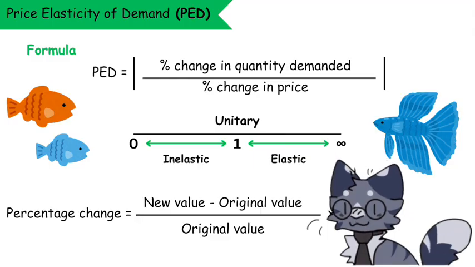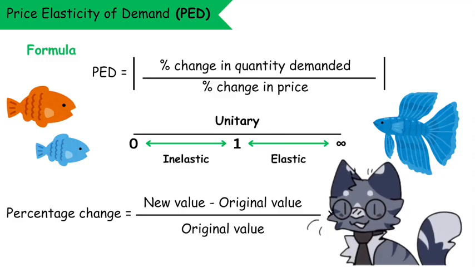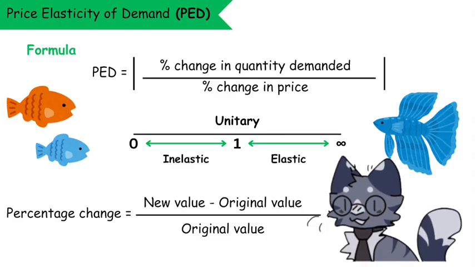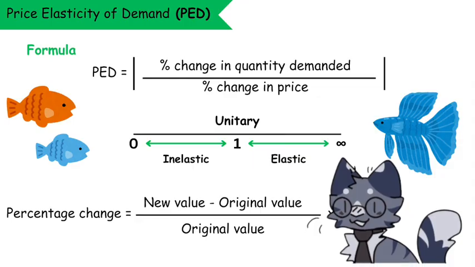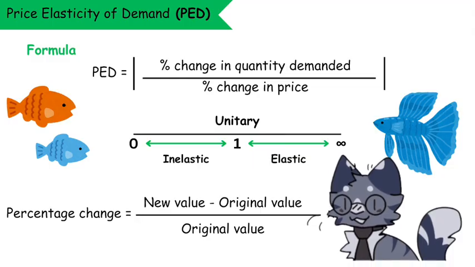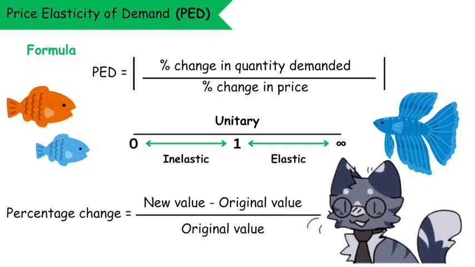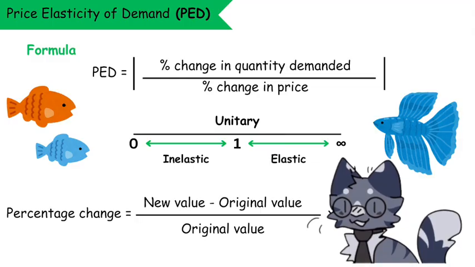Now, once you've found the percentage changes and calculated your PED value, how do you know whether it's inelastic or elastic? When I first learned this concept, I kept forgetting the ranges that classified your values into their elasticities. So, to make sure that you do not suffer like I did, I have made up a new method to remember this. Basically, if your value is greater than 1, then it is elastic, and if it is less than 1 but greater than 0, it is inelastic.